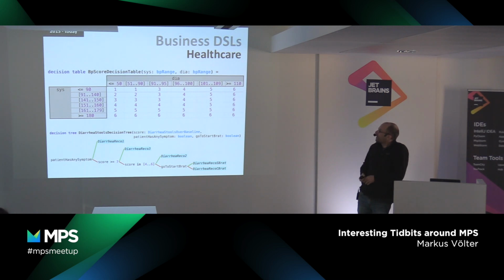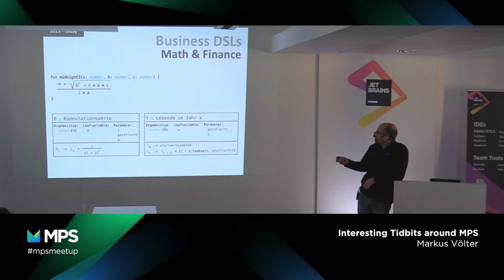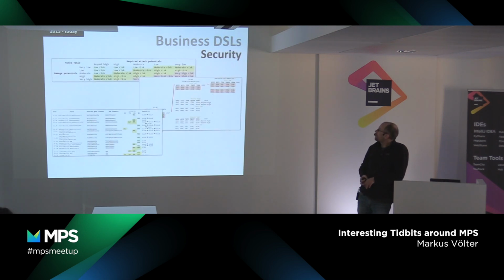Here is an example from the healthcare domain. I'll talk about that later a little bit more. There is math. This is a prototype we built that uses actuarial math from the insurance domain. This is a product we're working on with Fraunhofer that is used to analyze security properties of, well, technical systems, usually those with 4 wheels.